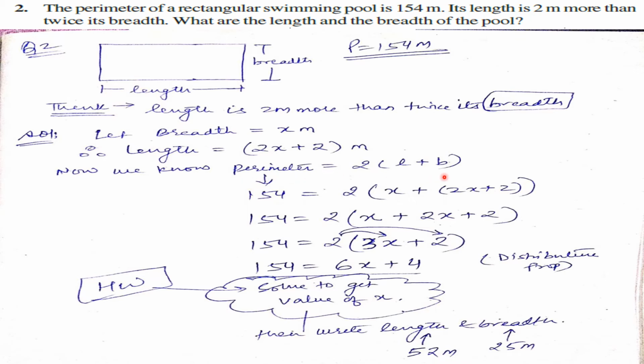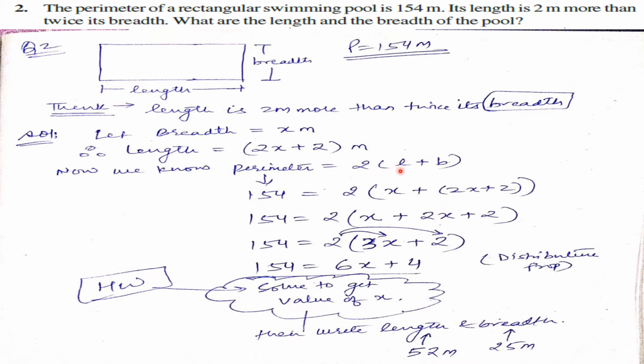So we have the formula. Now put the values one by one. This perimeter we know. So just below this I wrote 154. Then we have an equal to sign. I have put an equal to sign. Then we have a 2. I have put a 2. Then bracket just like here.